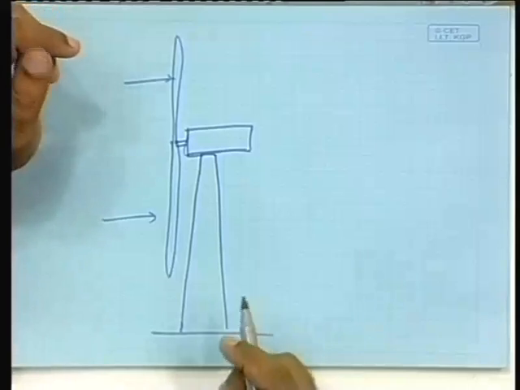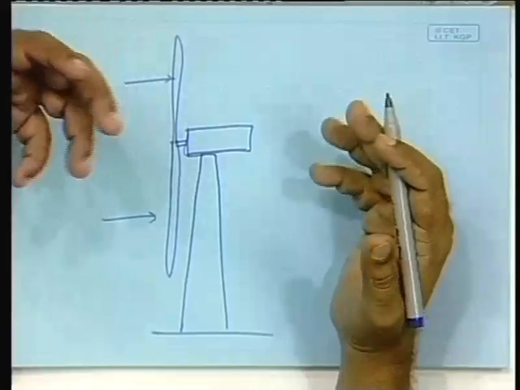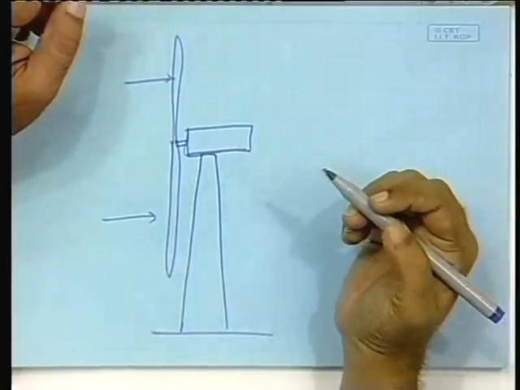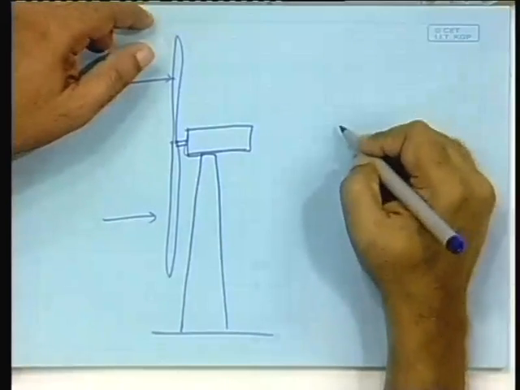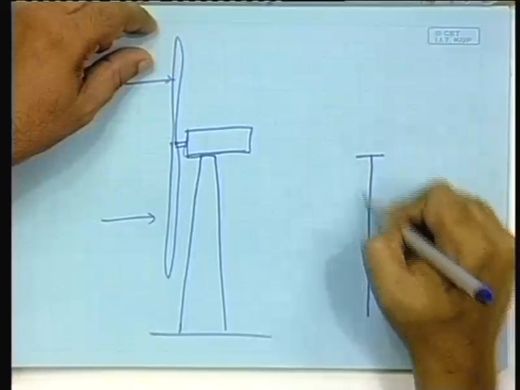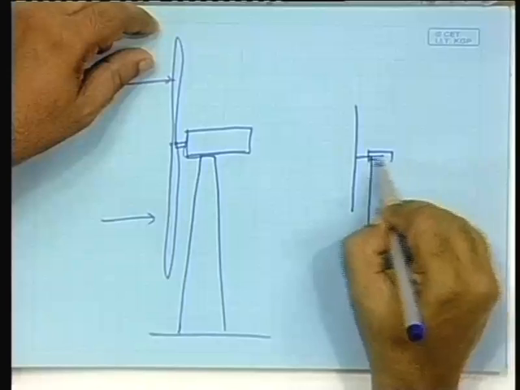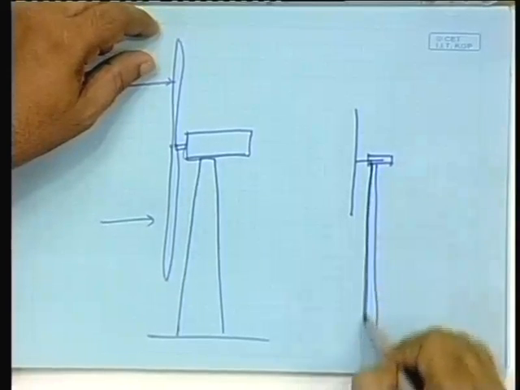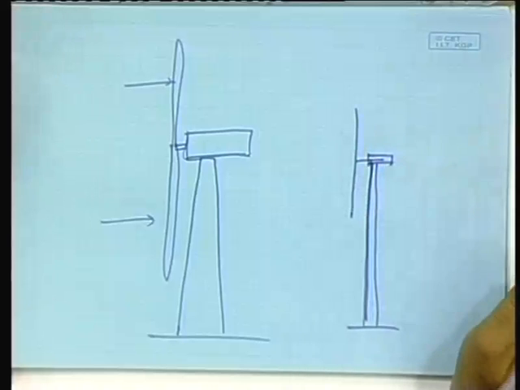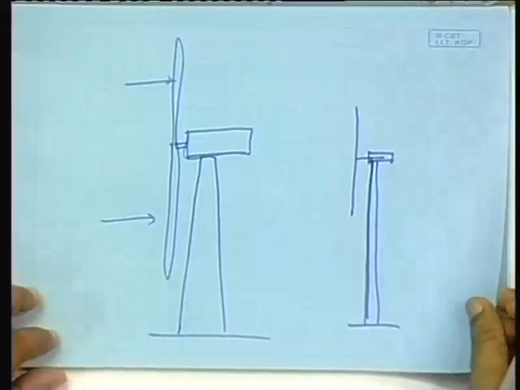How tall? Normally, the height of the tower is approximately twice the diameter of the blade. This is actually not drawn to scale. Normally, it will be say if this is the tower, about half, this will be the size of the wind turbine. So, approximately twice the diameter of the wind turbine. Okay. So, this is about the tower.